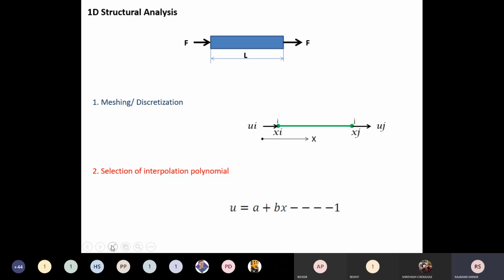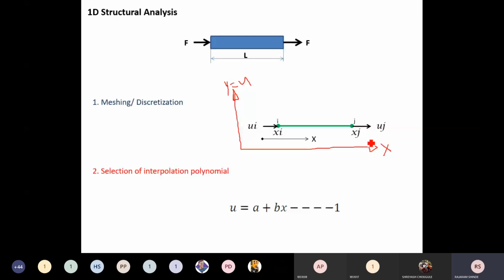If you see your problem in the coordinate system, this is your x coordinate axis, and this one is your y. Y is your u. So u is varying linearly with x. That is your interpolation polynomial.